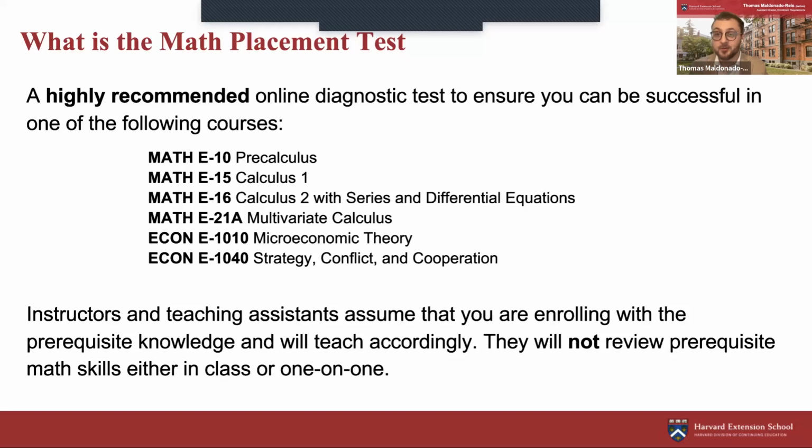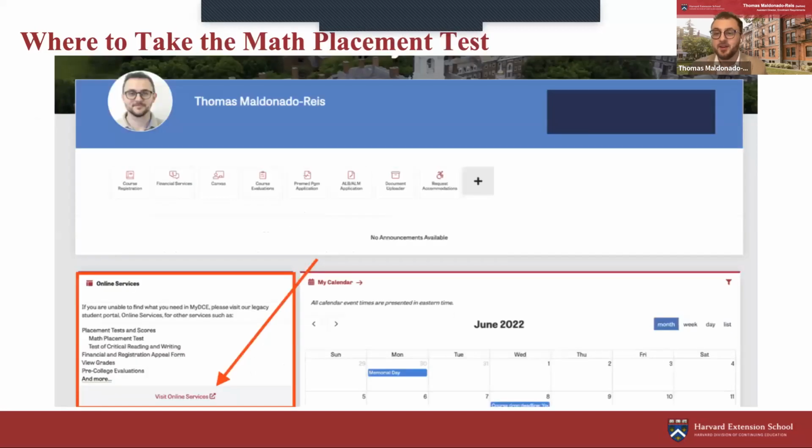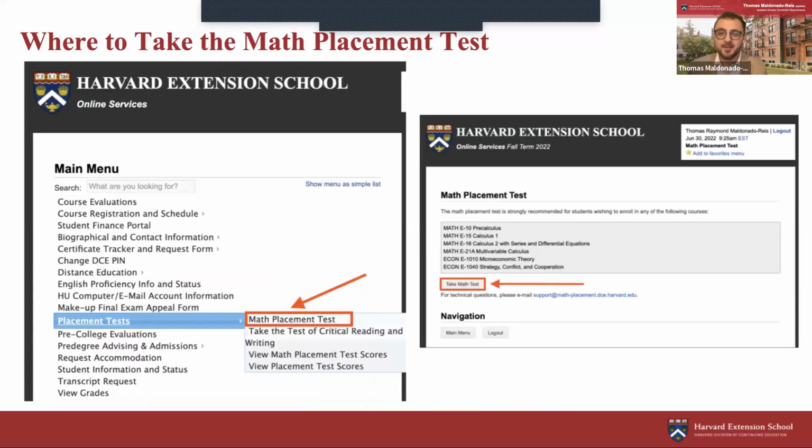So, where do you go? First, you'll need to log into your MyDCE student portal. If you scroll down, you'll see in that left-hand corner, which I've highlighted here in a red box, that says Online Services. From this box, click Visit Online Services, and you'll be taken to another page that looks like this. This is the main menu of Online Services, which houses the math placement test. Just hover your mouse over placement tests and you'll see the same pop-up that I'm showing you here. Simply click Math Placement Test in order to navigate to the test.